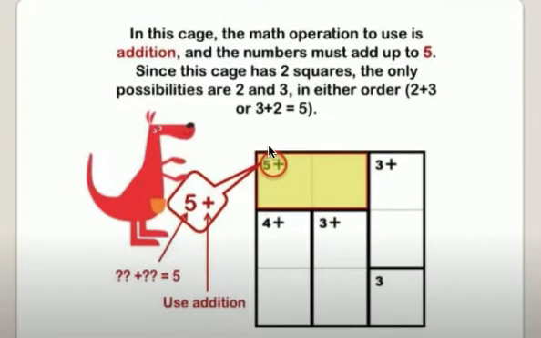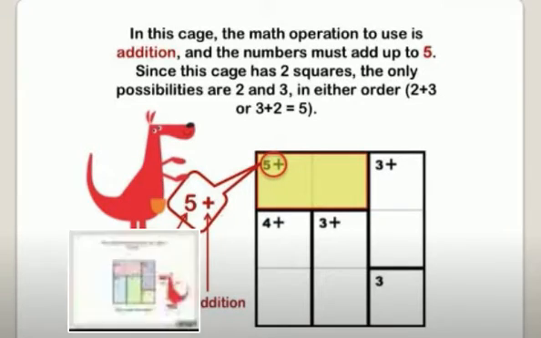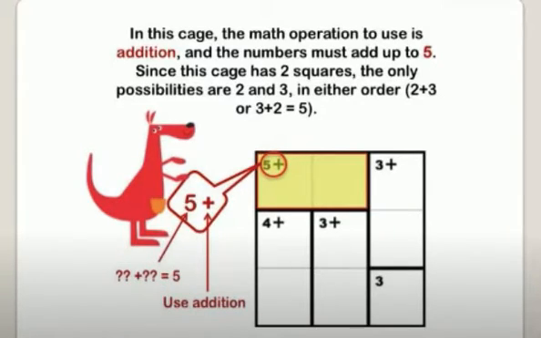In this cage, the math operation used is addition, and the numbers must add up to 5. Since this cage has 2 squares, the only possibilities are 2 and 3, in either order, 2 plus 3 or 3 plus 2.